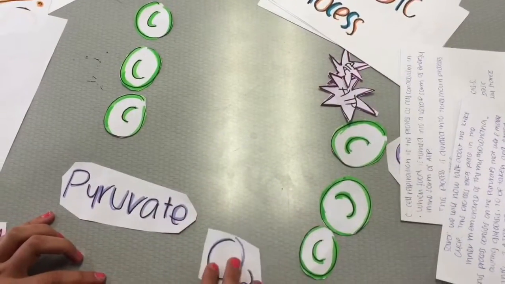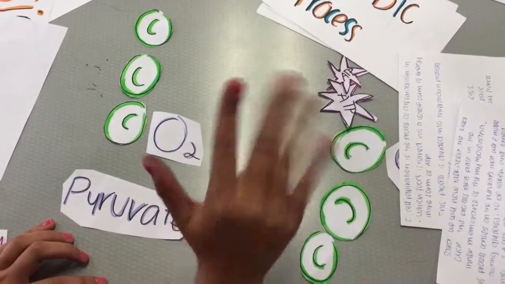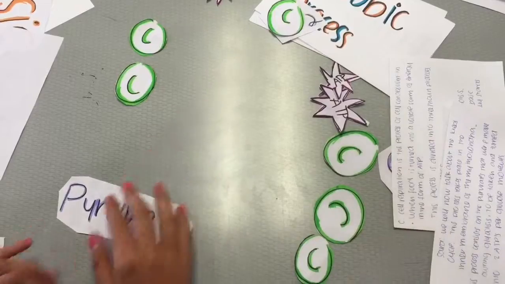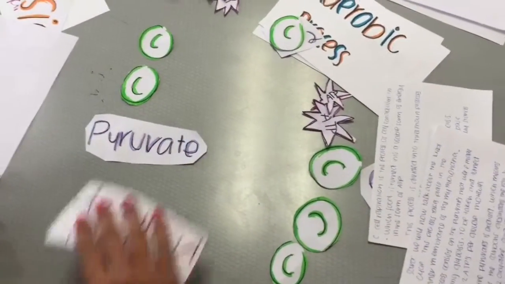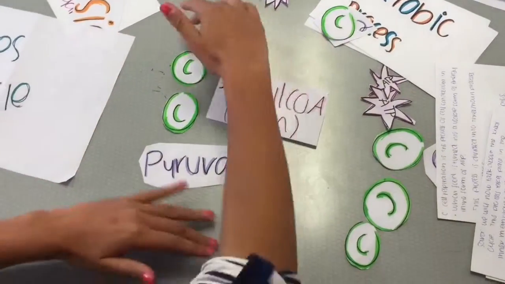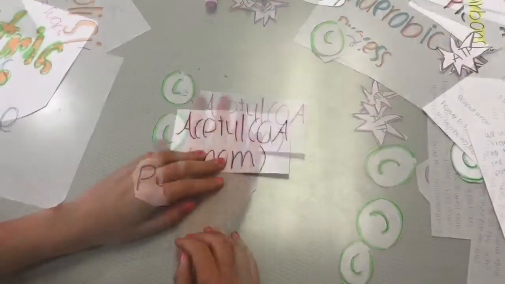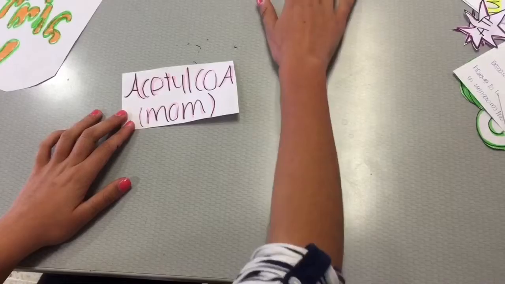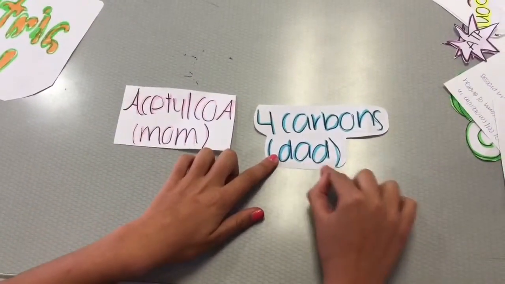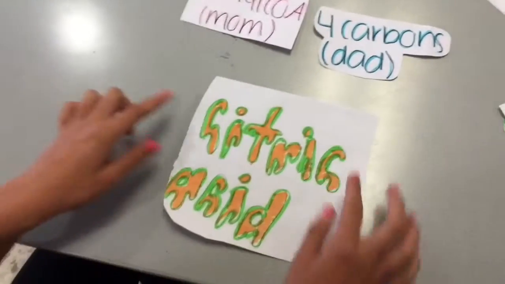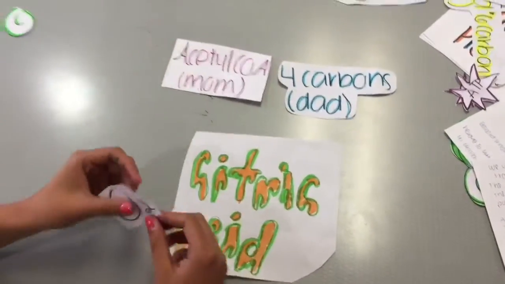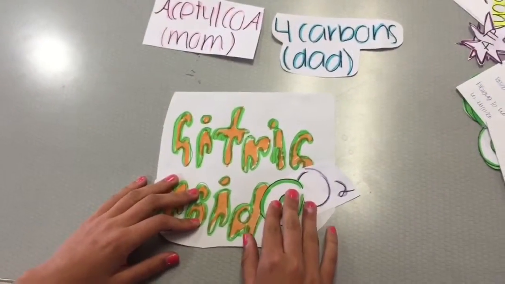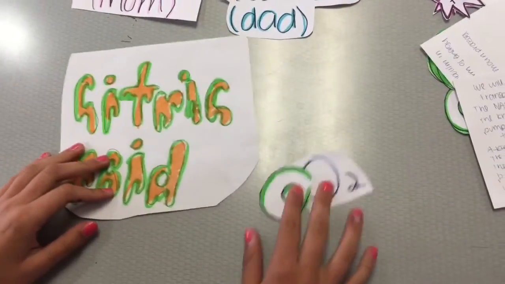One of the pyruvates is oxidized, which means that one of the carbons abandons the rest and goes with 2 oxygens, and leaves the rest of the pyruvate to turn into acetyl coenzyme A. The acetyl coenzyme A, which plays the mom role, gets together with 4 carbons, which play the dad role, and form a baby called citric acid. The citric acid is oxidized again, kicking out some carbons as CO2. These are exhaled by the cells and so by us.